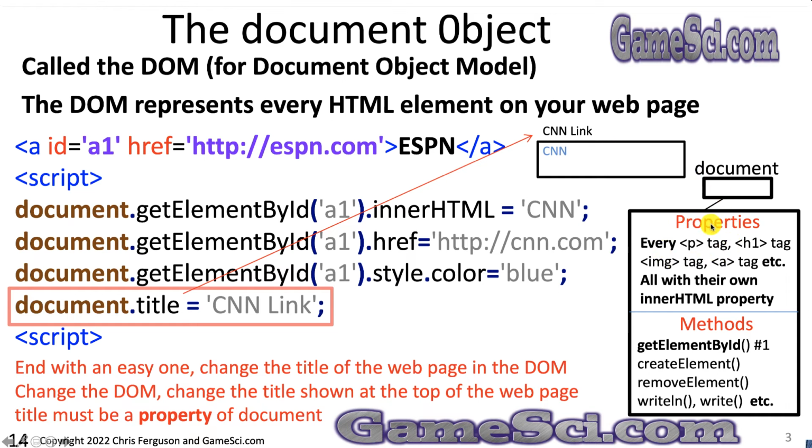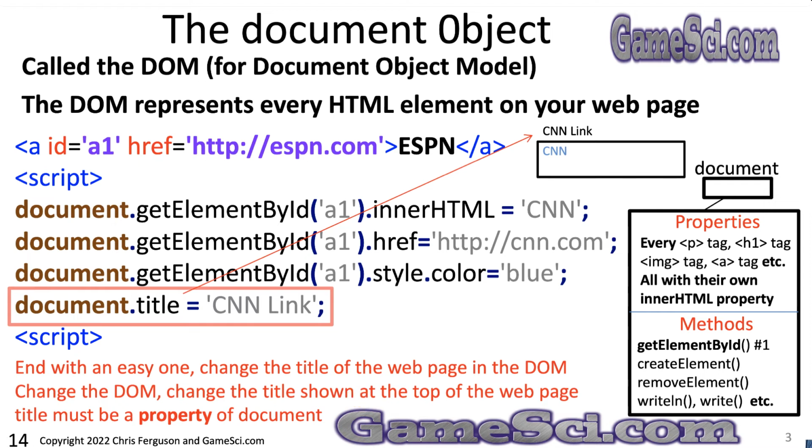This is a property that I didn't even show you over here in the document object, but it's there. So I'm ending with an easy one. Change the title of the web page in the DOM. Once you change the DOM, it changes the title shown at the top of the web page. Title must be a property of the document object or this line of code wouldn't work.